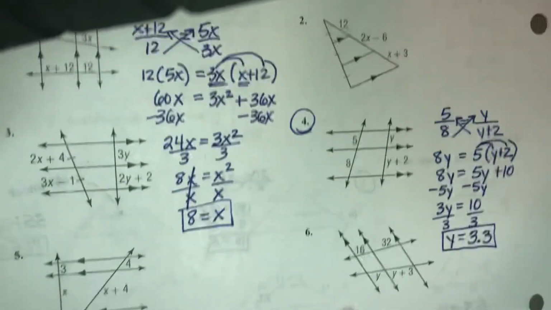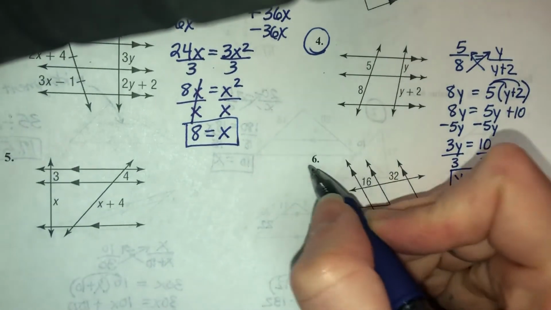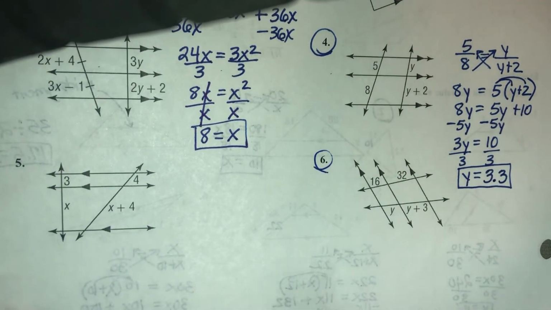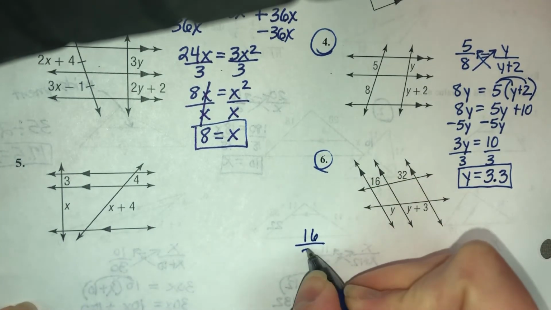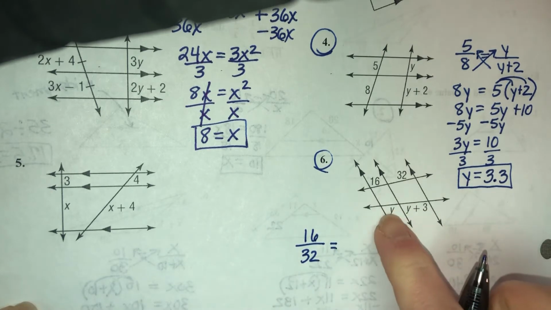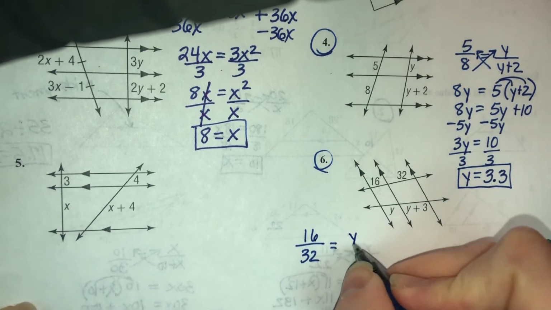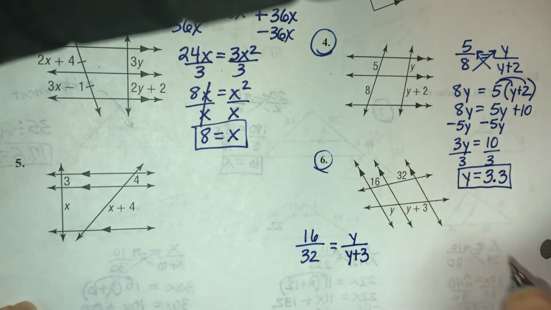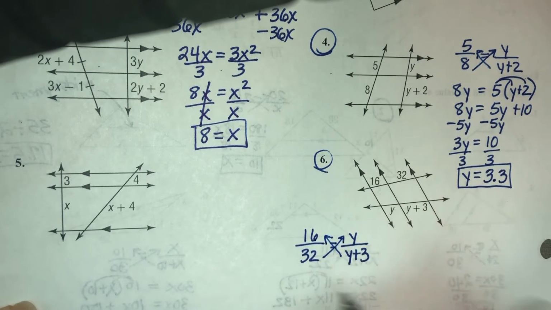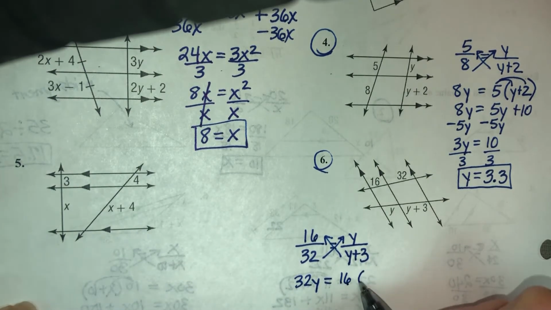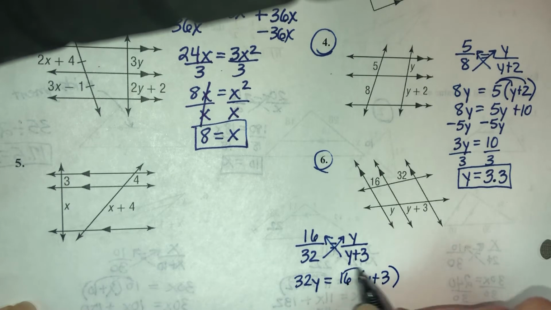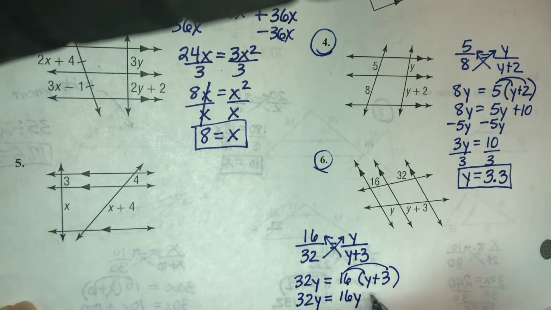All right, we're going to do one more of these type, number 6 here. And I'm going to start with the top line. I'm going to go left to right the same way I read. 16 over 32 equals, bottom line, left to right, y over y plus 3. And I'm going to cross multiply. So 32y equals 16 times y plus 3. Distribute the 16. So 32y equals 16y plus 48.